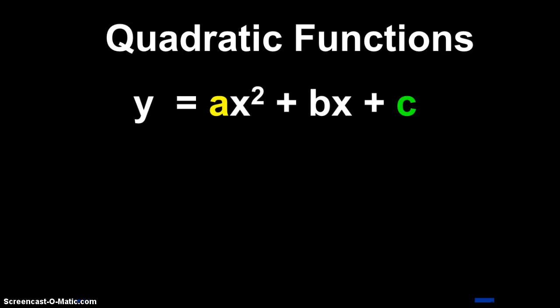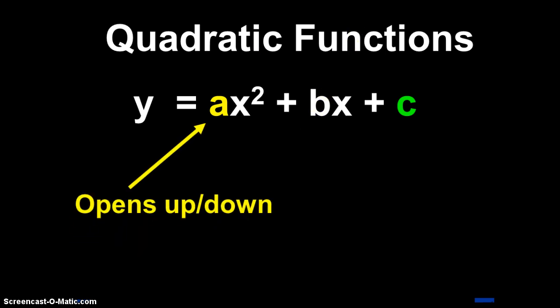Okay, what is a quadratic function? Any function which is in the form of ax squared plus bx plus c is a quadratic function. Obviously it should be y equals ax squared plus bx plus c. Here you can see that a is the coefficient of x squared. If it is positive, the parabola will open upward, and if the coefficient of x squared is negative, the parabola will open downward. And c is the y-intercept in the graph.